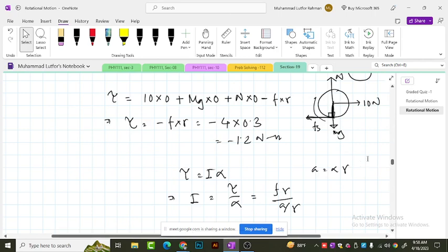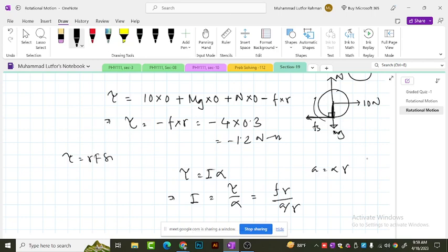So r is 0 for the 10 Newton force here because the torque we calculate using the formula r F sine theta, right? This formula I said in the previous class. r is the position of the force from your rotational axis, or sometimes we say this is the lever arm. That means where you are applying the force from your rotational axis.